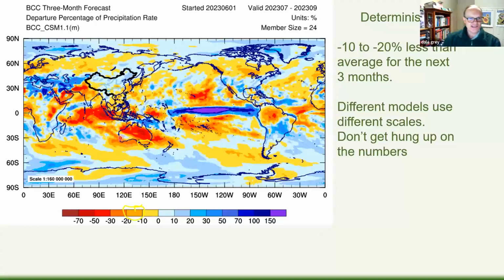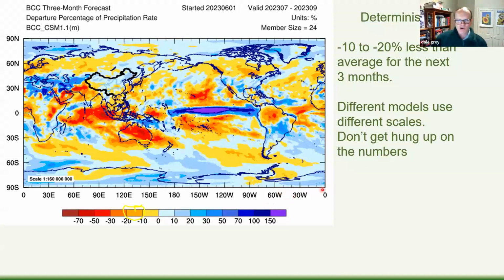Here's another deterministic model. This is the BCC, the Beijing Climate Center from China, presented slightly differently. And this is a percent anomaly difference. So they're saying that Victoria's looking like being 10 to 20% lower in rainfall over the next 3 months. So that's just the different ways that a lot of different models present their information. But once again, don't get too hung up on the numbers.